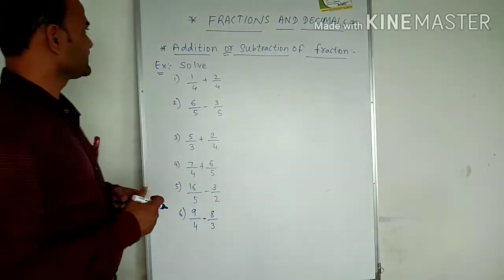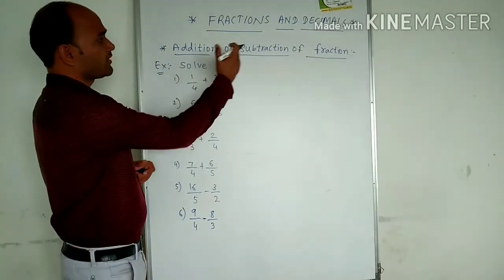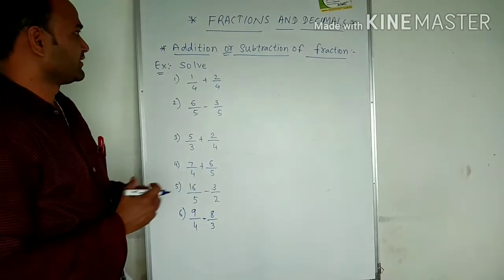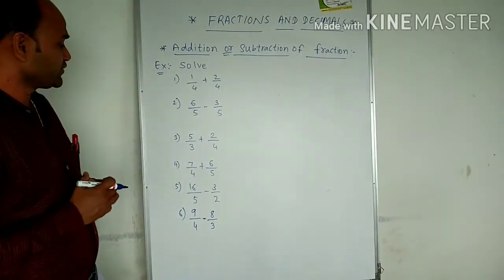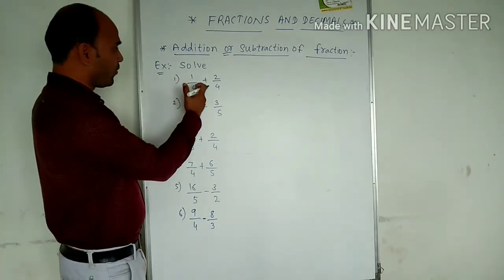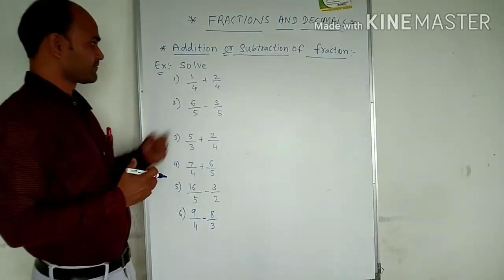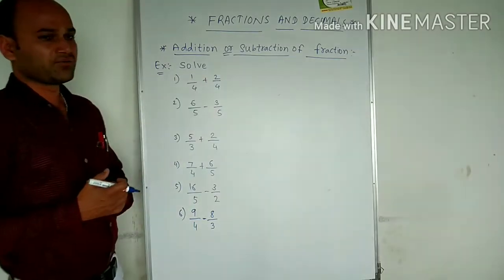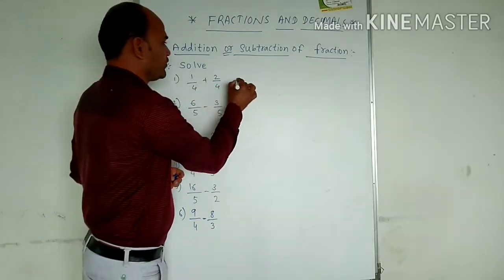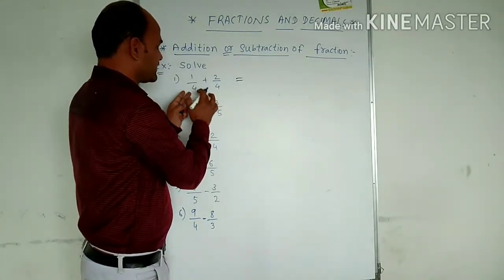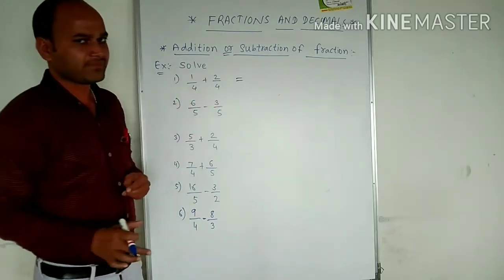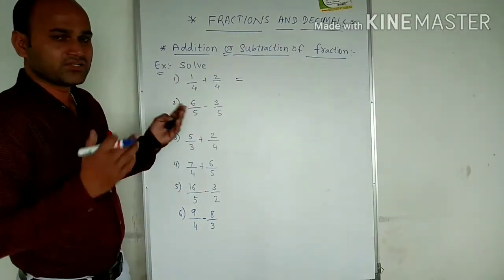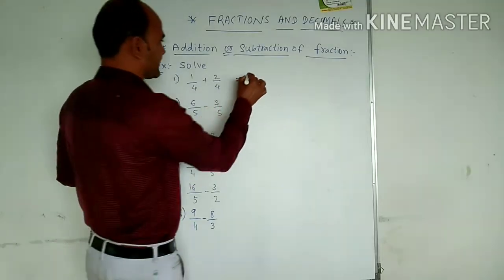Okay. Next we can see the addition or the subtraction of the fractions. Let me check here: 1 upon 4 plus 2 upon 4. So what we can do here? The denominators of these two fractions are the same. If the denominators are the same, then you can directly add or subtract.